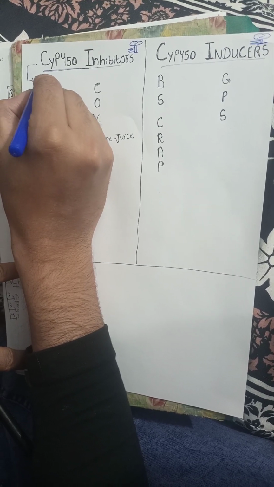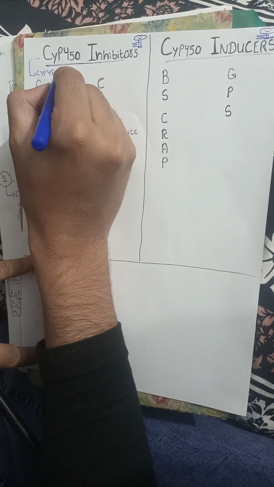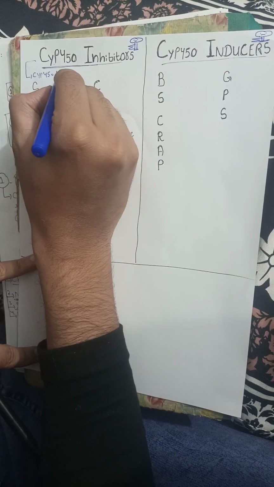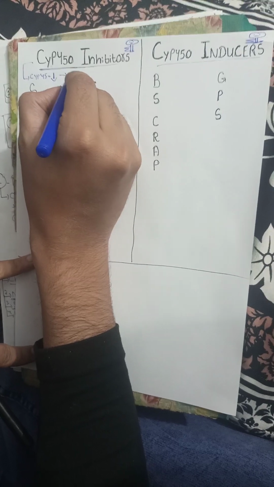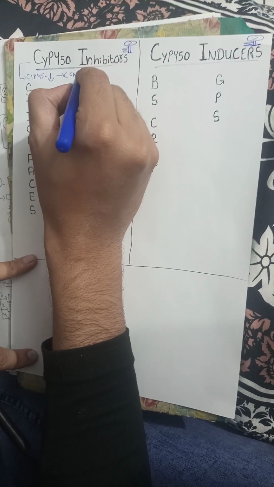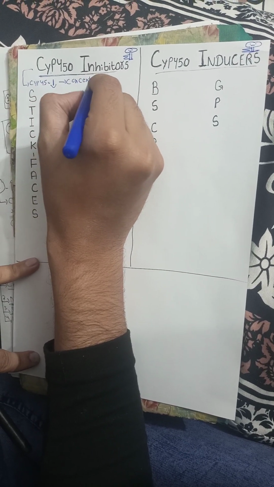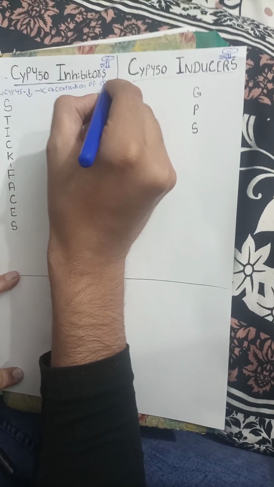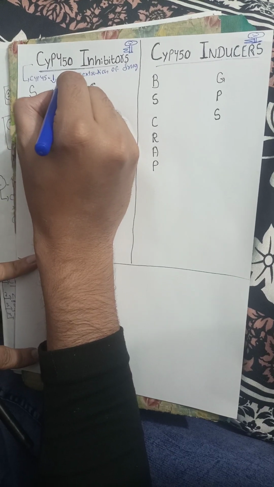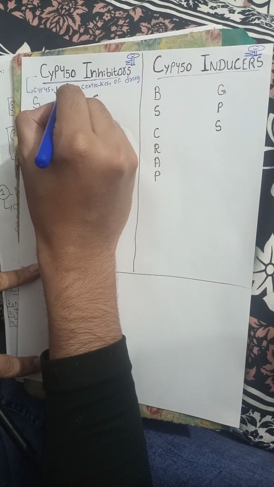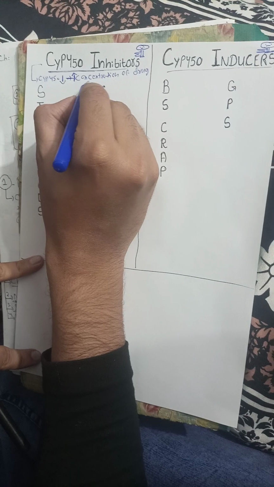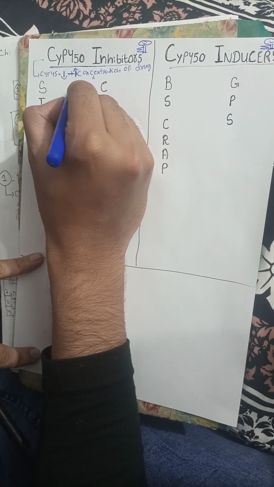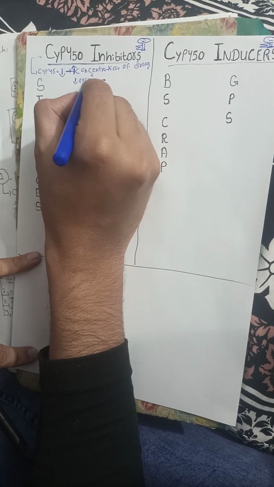When CYP450 activity is decreased, it means the concentration of the drug is increased. When the concentration of the drug increases, it means decreased excretion.